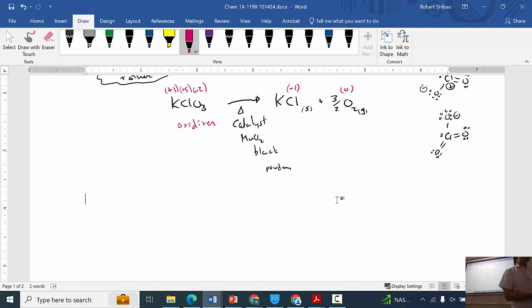But we need to know how much of the catalyst we added in there. So after we add the catalyst, we're going to weigh it again. We're going to take multiple measurements, weighings, so that we know how much white powder there is and how much black catalyst there is in our test tube.